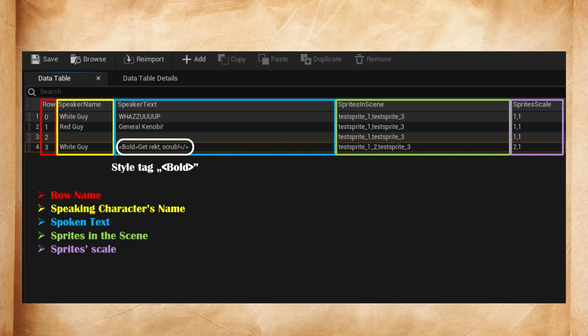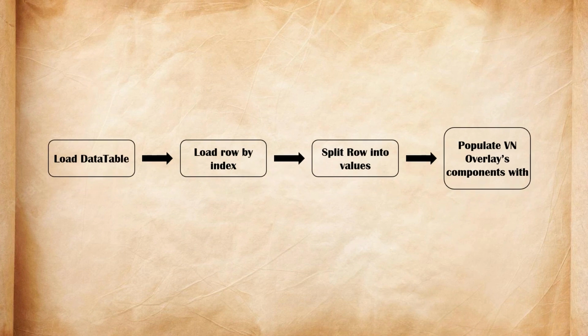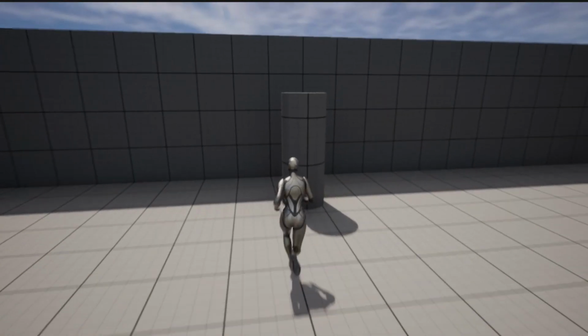Then I created a function to populate the overlay based on the row index, which is stored in the object as a variable. The function is called either by other functions or anytime the player clicks the left mouse button during a VN segment with no active choices. The function breaks the row into values, sets the speaker name, text, and then if the sprites changed since the last row, it creates a sprite for each element in the array with its respective scale. If the row index is not found in the table, the segment ends. And here's how it looks in practice.